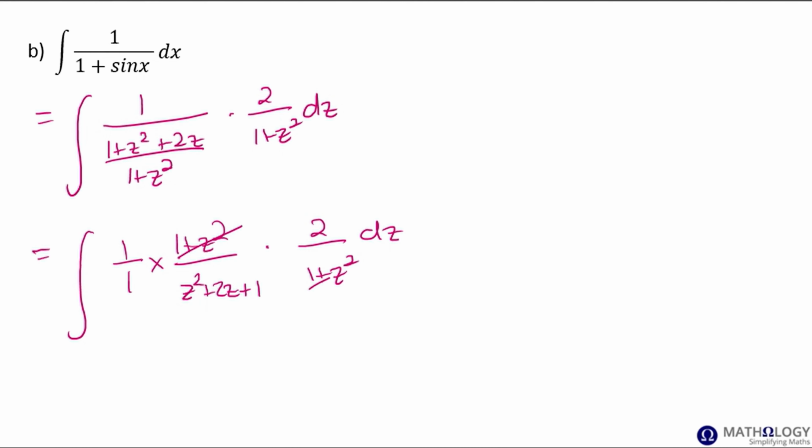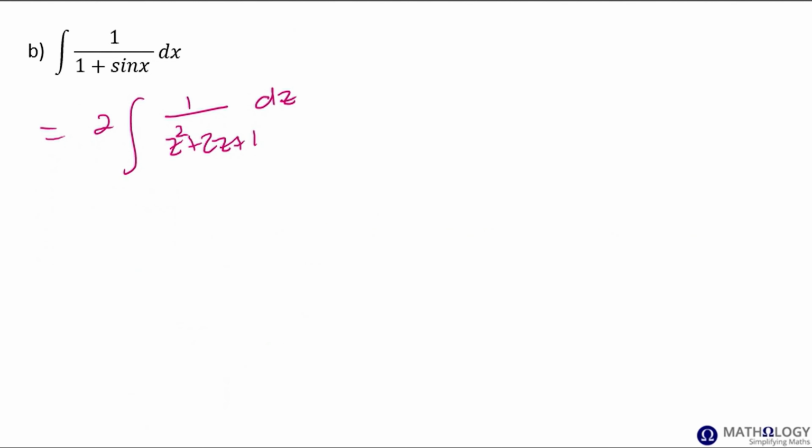1 plus z squared cancels. We're going to pull the 2 out of the integration sign, so 2 times the integral of 1 over z squared plus 2z plus 1 dz. And that equals 2 times the integral z squared plus 2z plus 1. We're going to write as a perfect square trinomial, z plus 1 all squared. We can now use a trigonometric substitution.